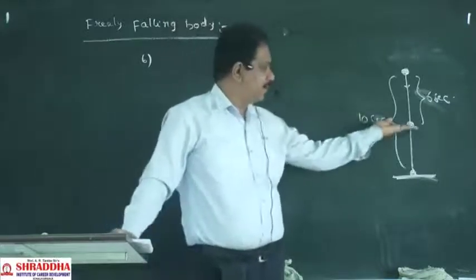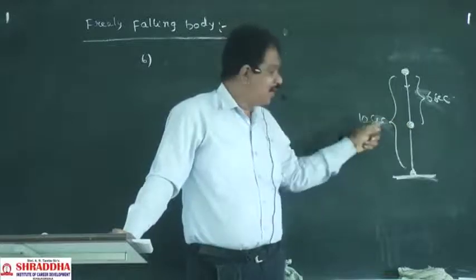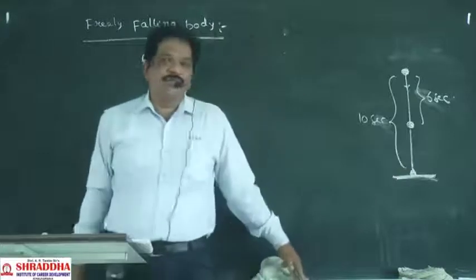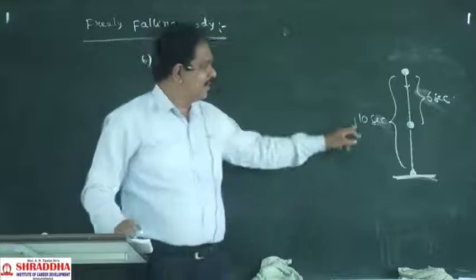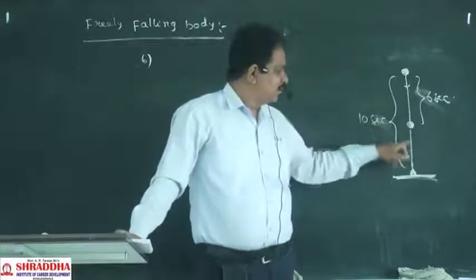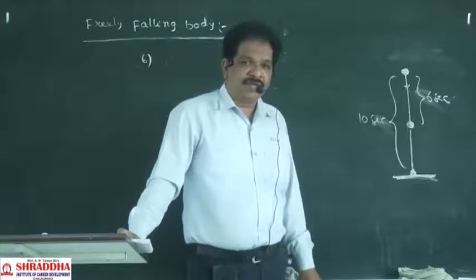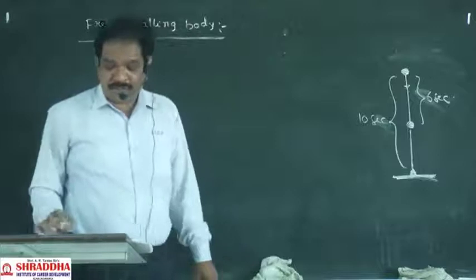Here I stop and again I release. How much time will it take to come to the ground? It will not be 4 seconds. This is 10, this is 6, so this will not be 4. How to calculate the time? Let us see.